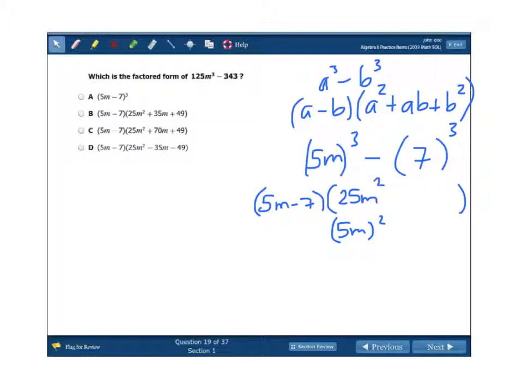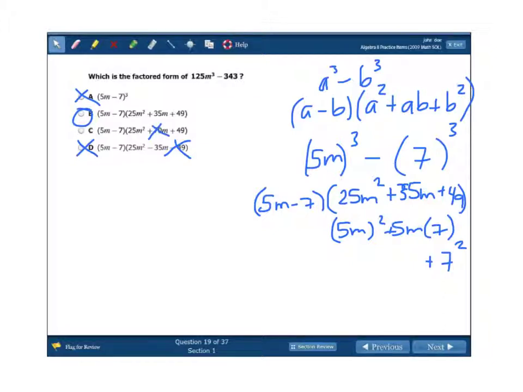And then it's plus 5m times 7, which is 35m. And then it's plus b squared, the second thing squared, so plus 7 squared, which is plus 49. Completely ran out of space. So it's not the one with the minus 49, so it's not D. It's clearly not A. There it is in B, because this one has the wrong middle term. So B is your correct answer.